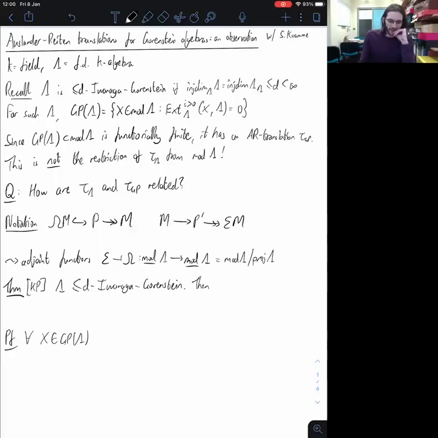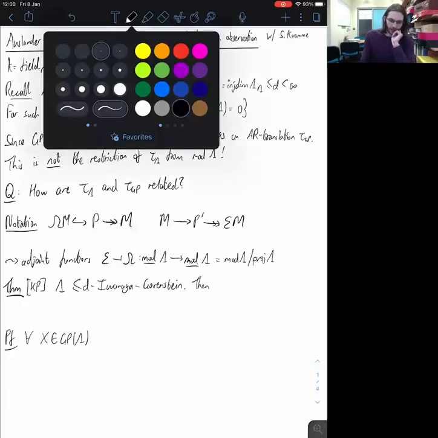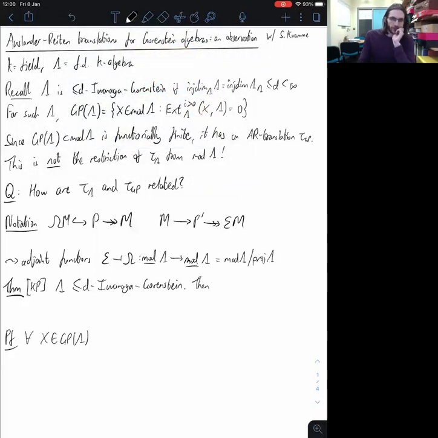K will be a field, and I'll consider a finite dimensional K-algebra Lambda, and ask you to recall that such an algebra is Gorenstein if its injective dimensions as a left module over itself and as a right module over itself are both finite, in which case they coincide. And I'll call this at most D Gorenstein if that finite number is at most D.